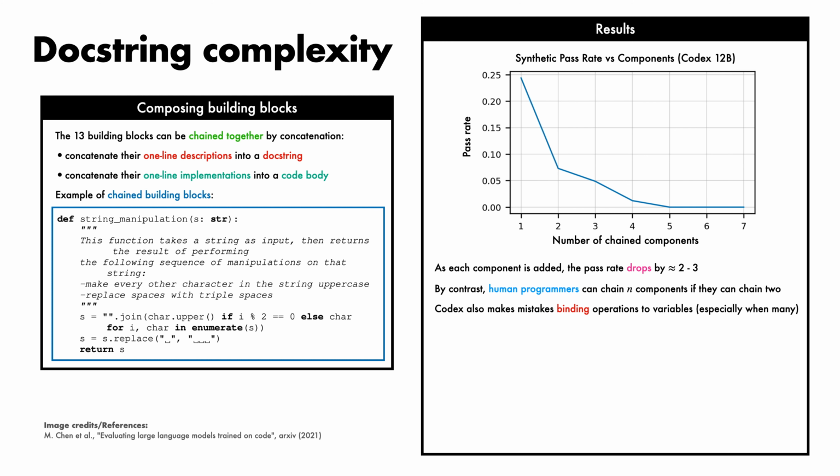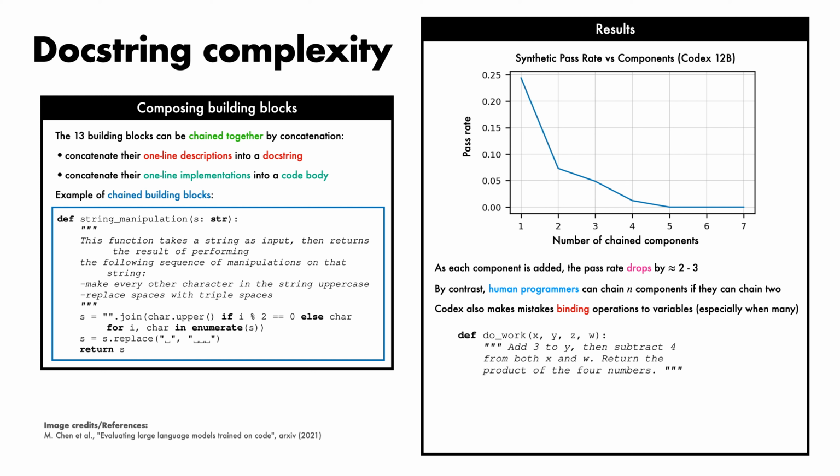An additional observation from these experiments is that Codex makes mistakes when binding operations to variables, especially when there are many operations and variables in the docstring. Consider the function doWork, which takes in 4 arguments, x, y, z, and w. The goal of this function is to add 3 to y, then subtract 4 from both x and w, then return the product of the 4 numbers.